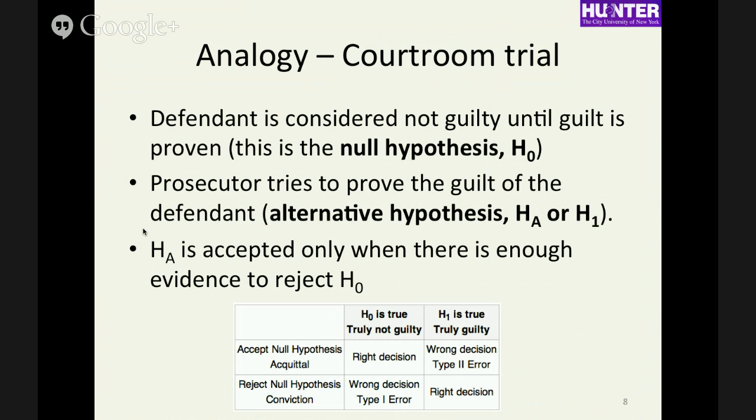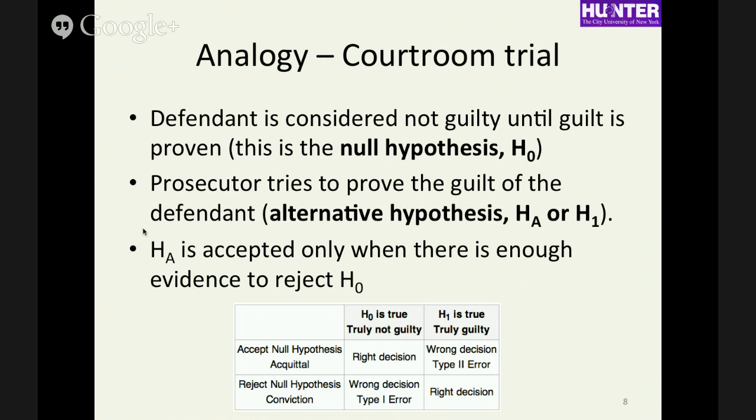So then the prosecutor, or maybe the statistician, public health practitioner, goes out and does an experiment, does a study, does an analysis to try to prove the guilt of the defendant, or to prove that this intervention makes a difference, and that is the alternative hypothesis or guilt that they're trying to prove.